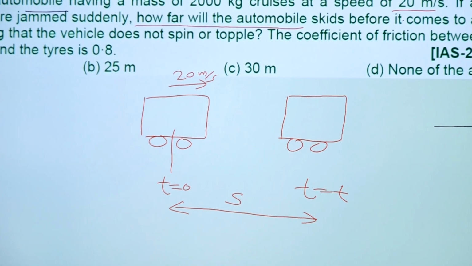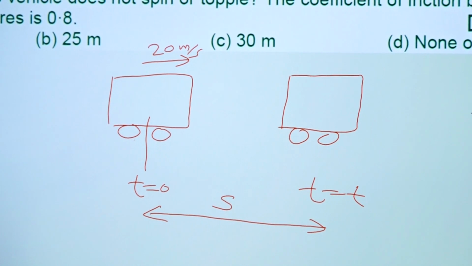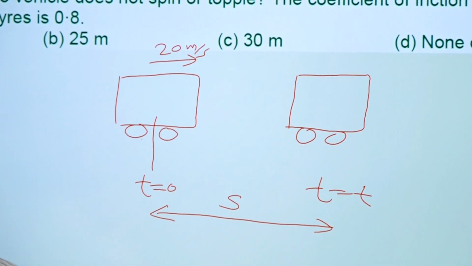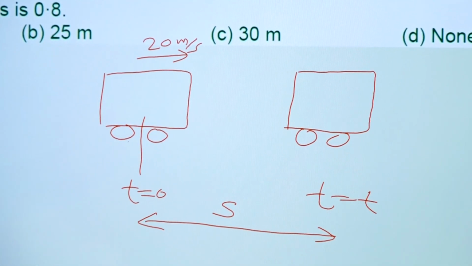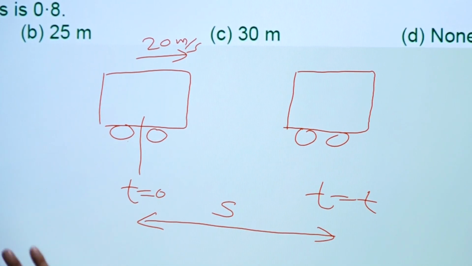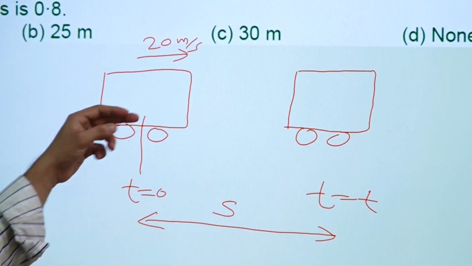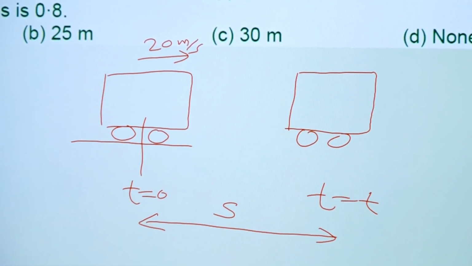From this question, the basic property of friction is that it is not a conservative force. Whenever there is friction, it will try to remove the energy, changing the energy into heat, because whenever friction happens we get some heat. So what is happening here? When we apply brakes, this automobile will skid, and there is friction between the surface and the automobile. Because of that friction, some energy will be lost, so we have to find that energy.